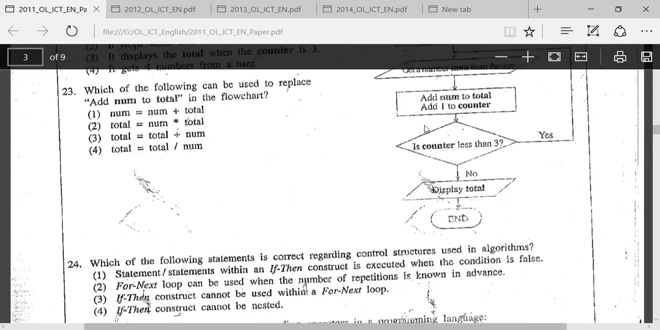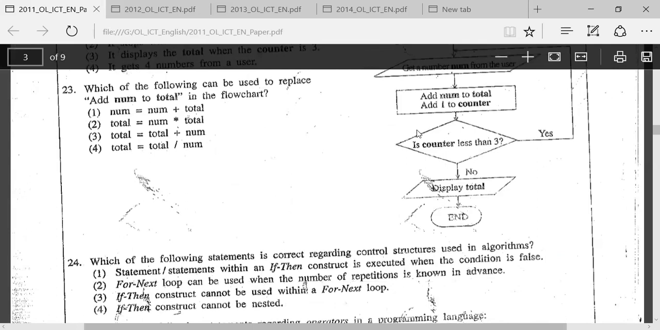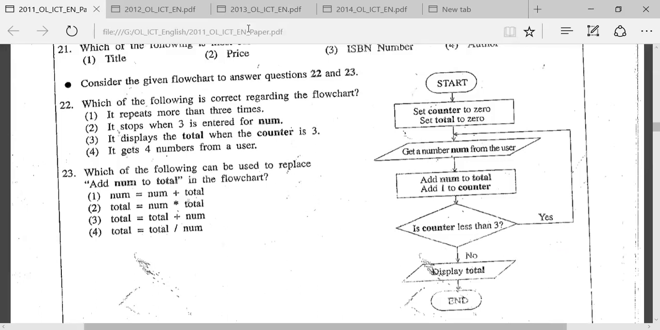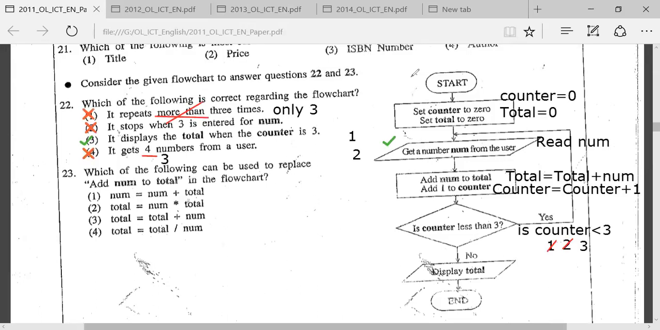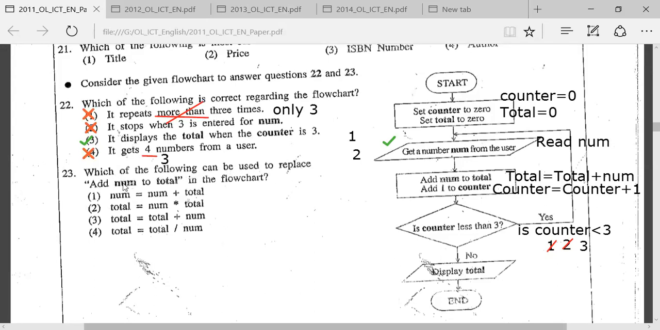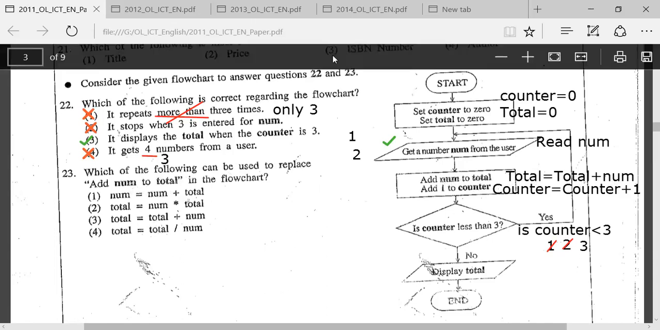Question number 23. Which of the following can be used to replace "add num to total"? Here, add num to total means total equals total plus num. Which one?